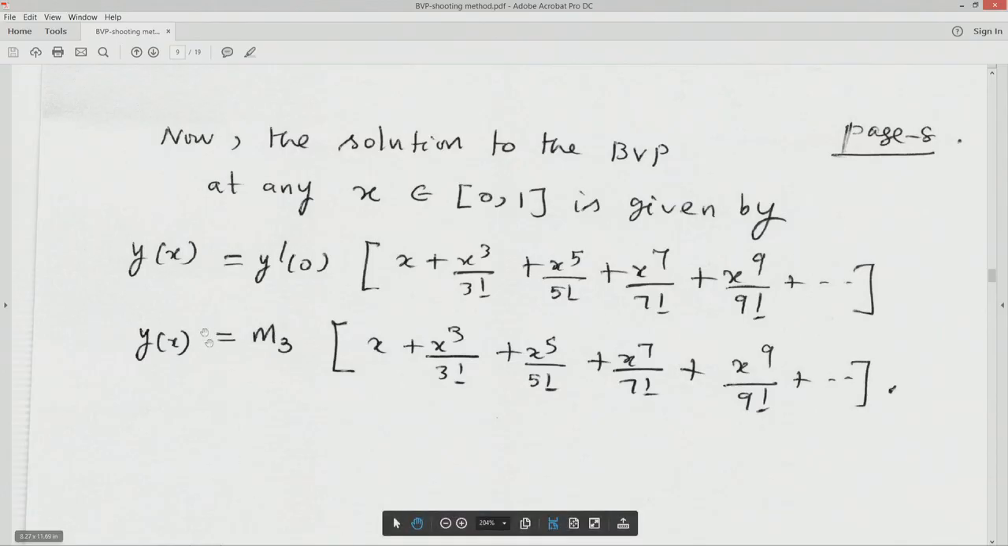Then the solution at any x which is xi is given by m3, which is y prime 0, which we have computed, multiplied by x plus x cube by factorial 3 plus x power 5 by factorial 5, and so on, where y at xi is given by m3 into this with x replaced by the value of xi. So that we obtain the solution, which is an approximate solution to the boundary value problem at the point xi, which is done using the shooting method.